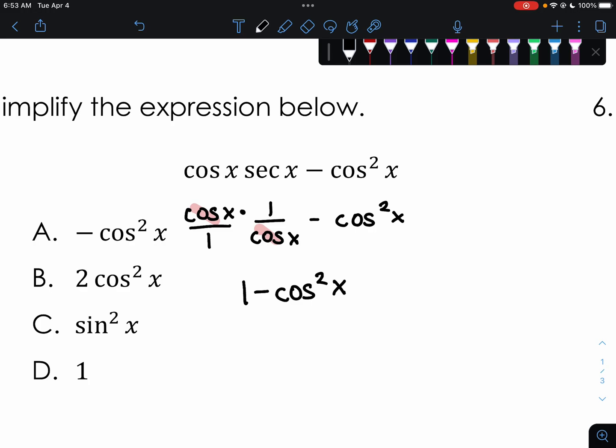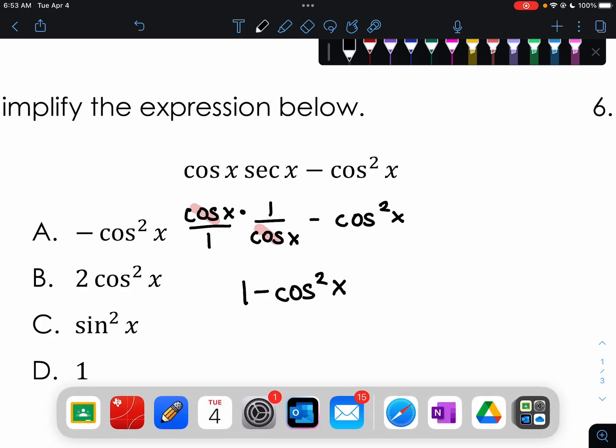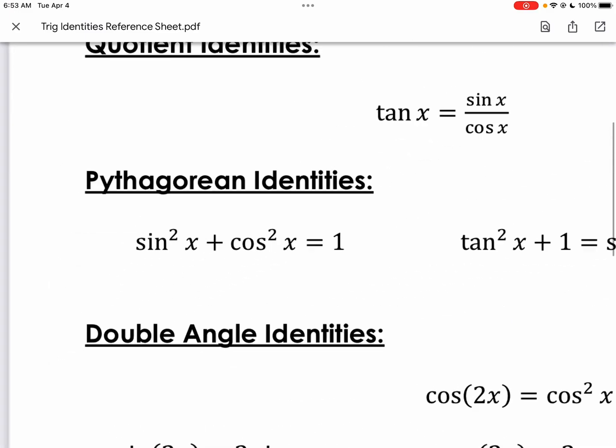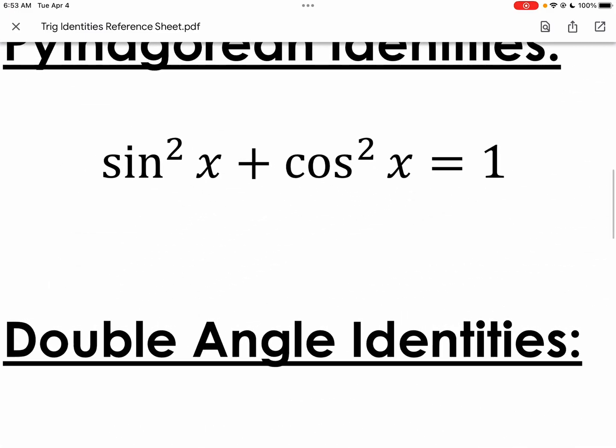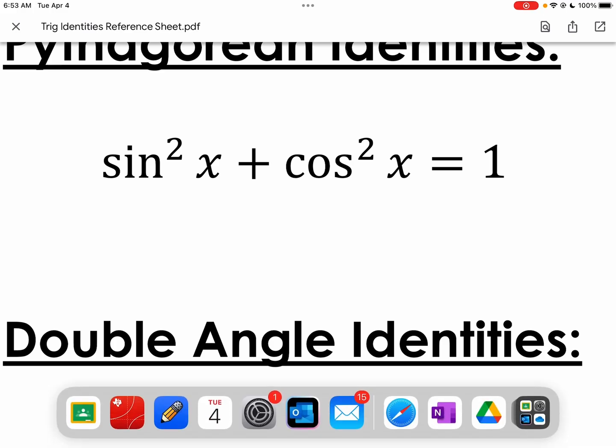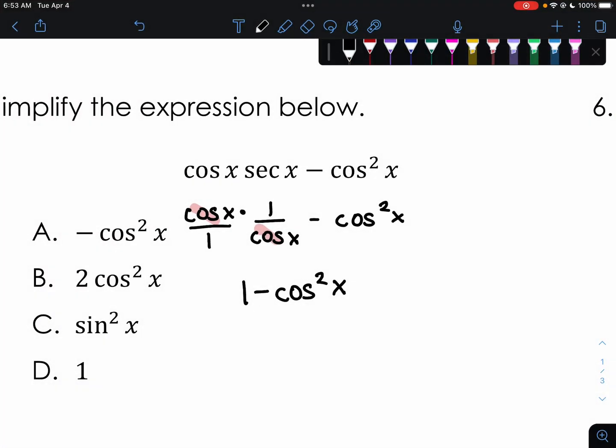So we're looking to see what it simplifies to. If I go to my identities page and I look at this Pythagorean identity, if I were to subtract cosine squared from both sides, it would leave me with a sine squared, and that's currently what I have, 1 minus cosine squared. So my answer is just sine squared x, and I see that that is answer choice C.